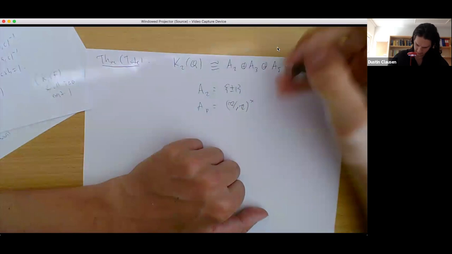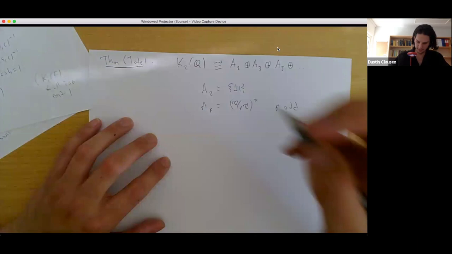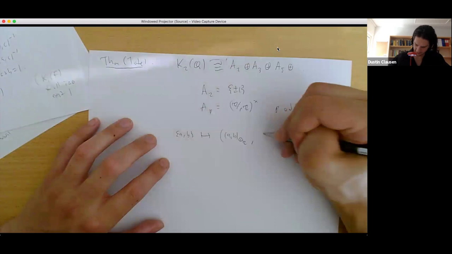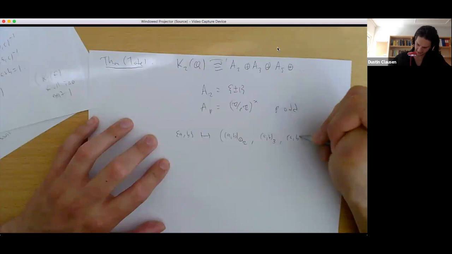And this isomorphism sends A, B to the two-adic Hilbert symbol, then the three-adic Hilbert symbol, then the tame symbols, A B 3, A B 5, et cetera. So you use the two-adic Hilbert symbol when the tame symbol is trivial, and then otherwise for odd primes, you just use the tame symbol.